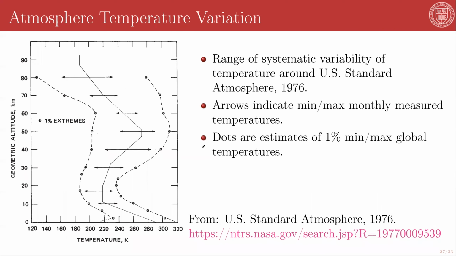There are lots and lots of different atmospheric models, and one of the most widely used is known as the US Standard Atmosphere, which was published in 1976. And this is just a single plot from this very long report, which you can grab from the NASA Technical Report Server. And this is showing the temperature profile as a function of the geometric altitude. Here you have the 1% extremes and the min-max monthly measured temperatures, along with a mean atmospheric temperature profile.